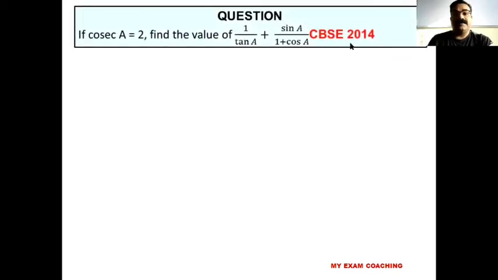So the next question, if cosec A is equal to 2, find the value of 1 by tan A plus sin A by 1 plus cos A. Again, 2014 question paper, cosec A is equal to 2 is given. We need to find out the value of 1 by tan A plus sin A by 1 plus cos A. So let us solve this question, students.